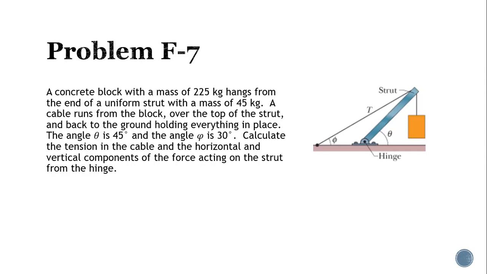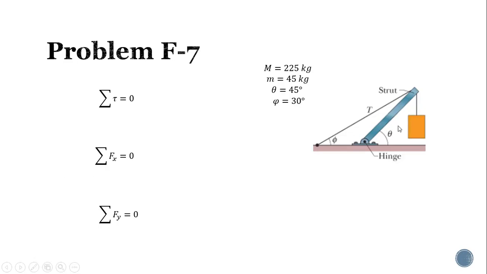What we want to do is calculate three things: the tension in the cable, and both the horizontal and vertical components of the force acting on the strut from the hinge. A few things are important to define angles. If this angle is a 45-degree angle, the angles over here would also be 45-degree angles. And if this angle is 30 and this one is 45, then that angle must be 15 in there.